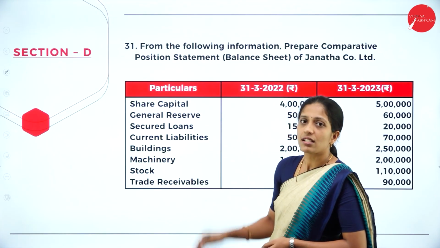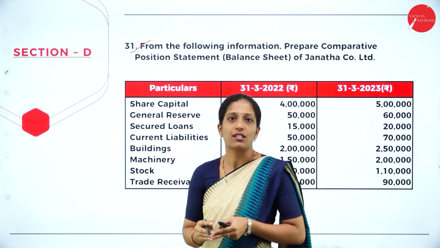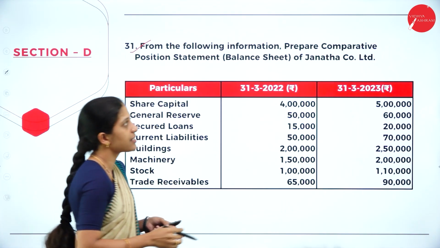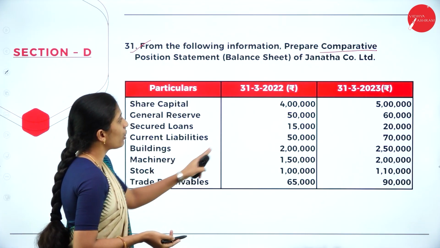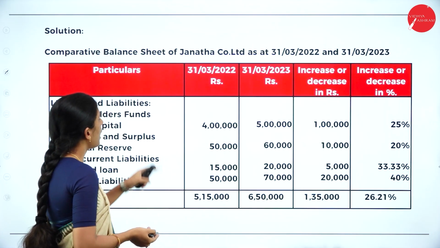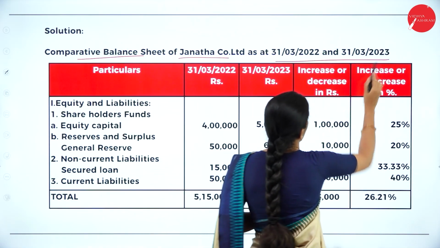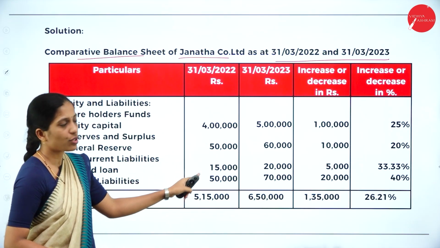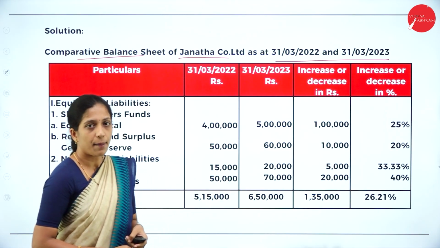Now coming to the 31st question. This is a question based on comparative as well as common size statements. In this model question paper, they have clearly asked for a comparative position statement, which means a comparative balance sheet. They have given the amounts for the years 2022 as well as 2023. What you have to do is prepare the comparative balance sheet of Janata Company Limited as on 31st March 2022 and 2023. What are the columns required? Particulars, 2022, 2023, increase or decrease in rupees, increase or decrease in percentage.